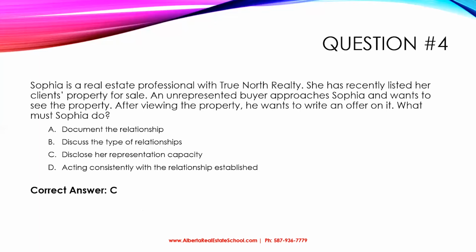So in this scenario, we see that Sophia is working on behalf of her seller client. So when a real estate professional lists a property, they are representing the seller in that case. And when an unrepresented buyer comes in without an agent and they want to write an offer on the property, this has to be disclosed to them. So Sophia would have to tell the buyer that she's working on behalf of the seller, and that's called disclosing your representation capacity. So that's why she will have to disclose that, and the correct answer is C.